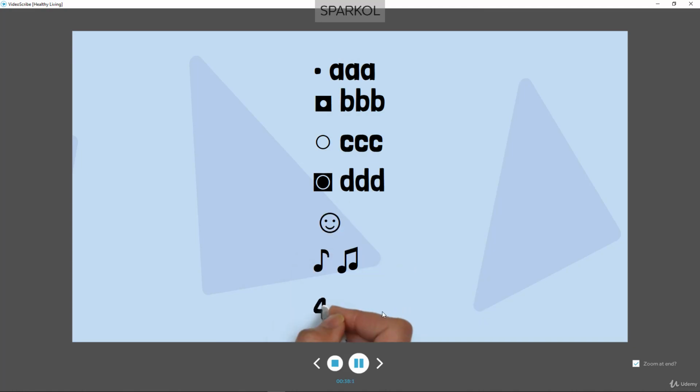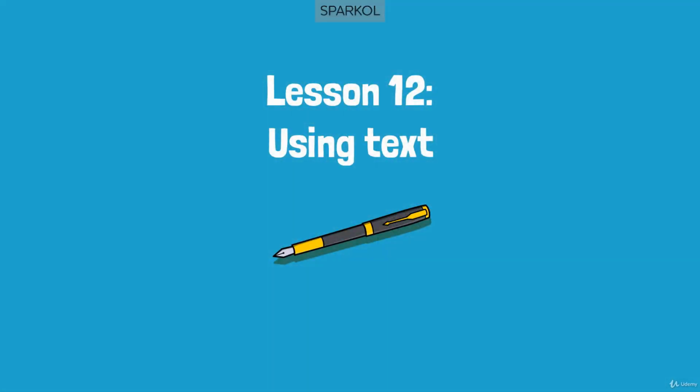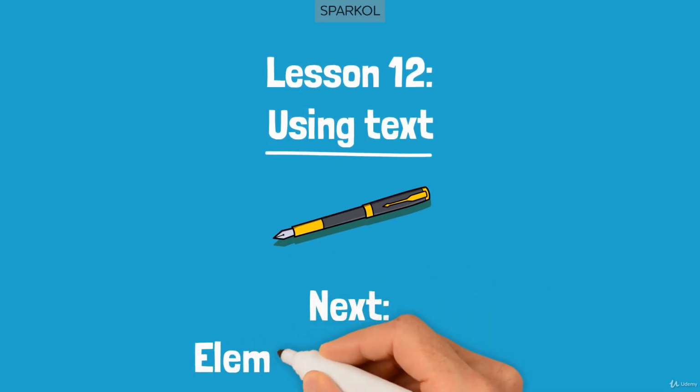Okay, that's all for this lesson. We've learned how to add text and change the font settings. In the next lesson, we'll be looking at the element property settings.